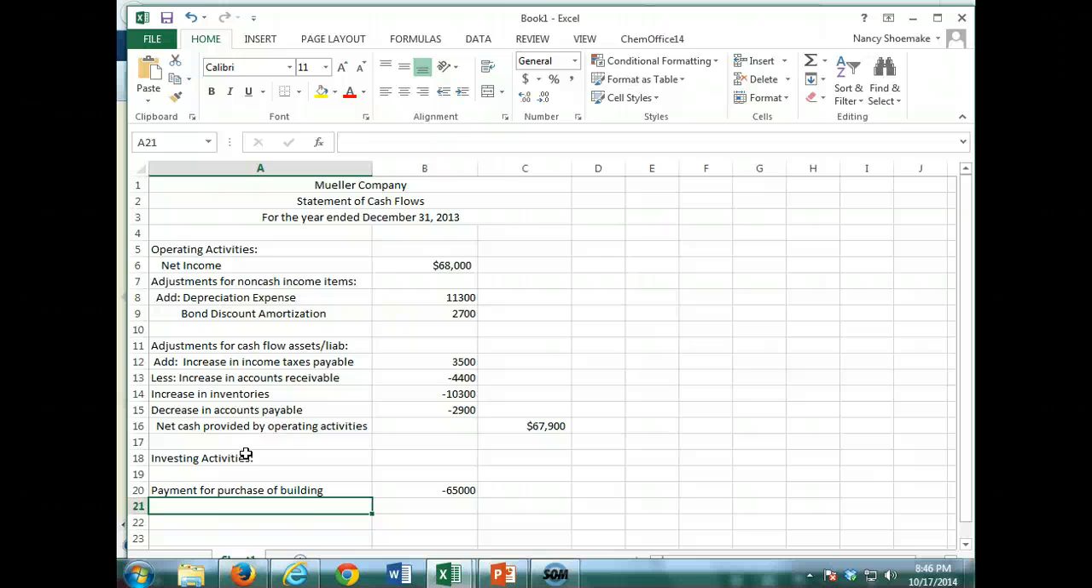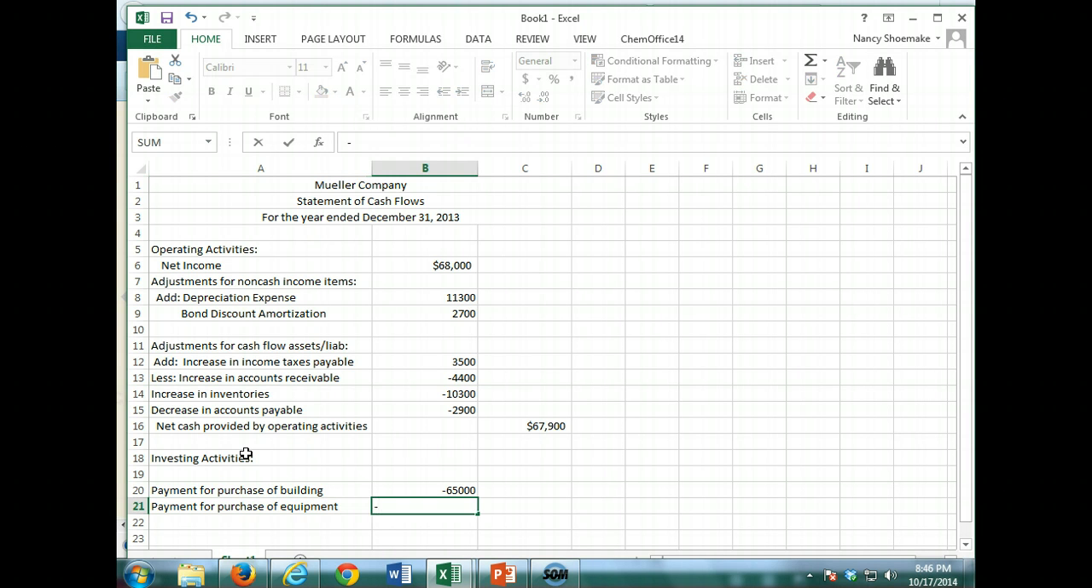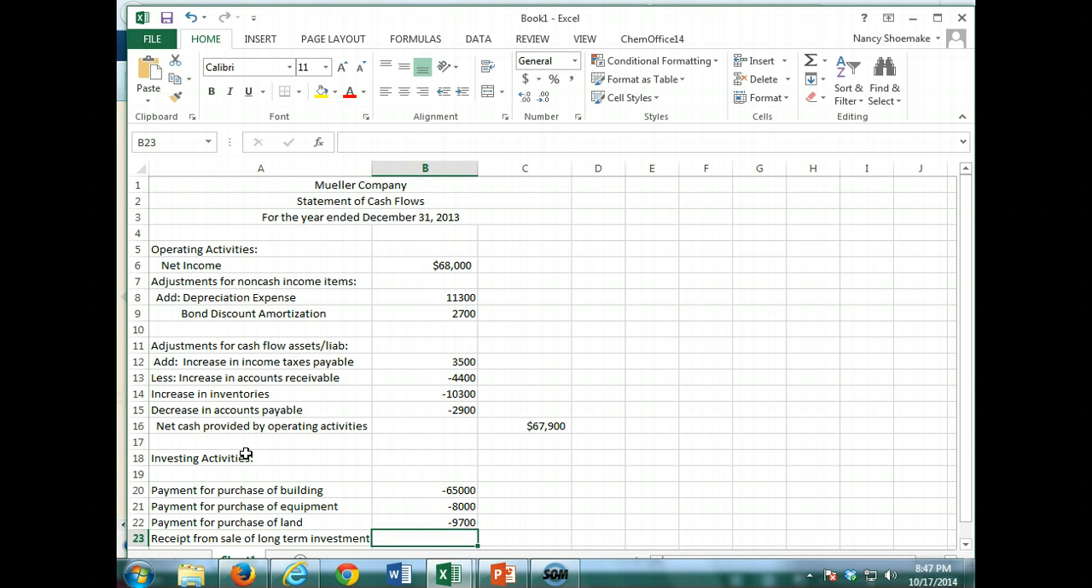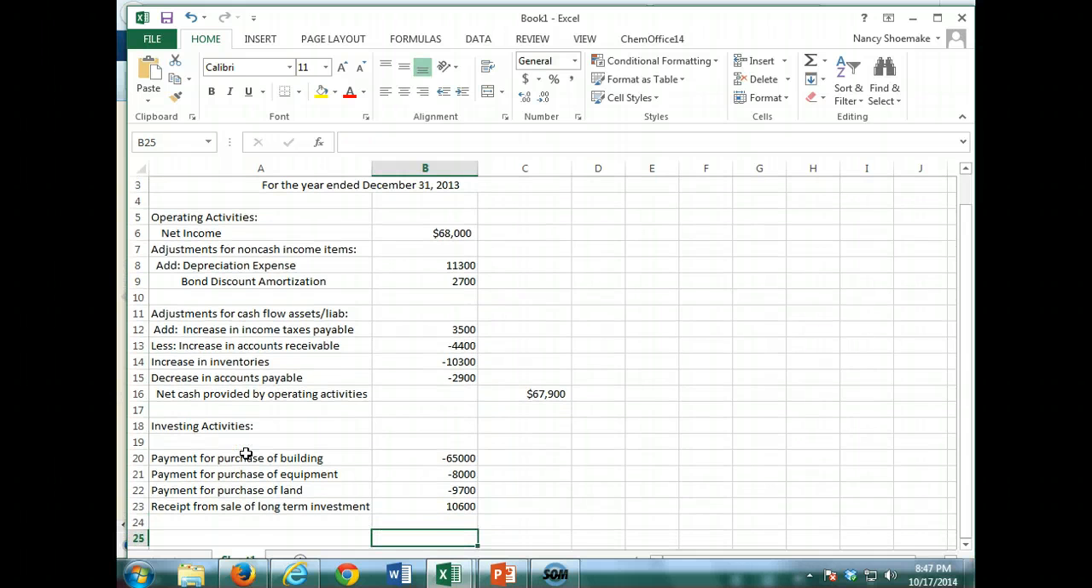Then we have payment for purchase of equipment. How much was that? 8,000. Next was payment for purchase of land. How much was that? 9,700. Then we have receipt from sale of long-term investment. How much was that? $10,600. Think of that long-term investment as an asset. So when we received that money, it didn't play out in the income statement at all.